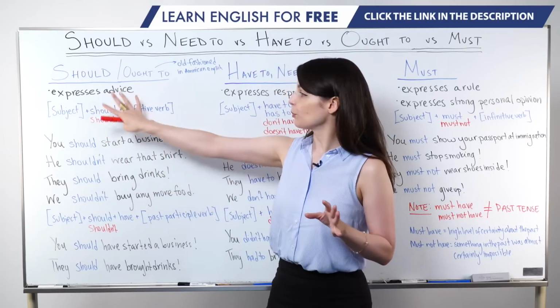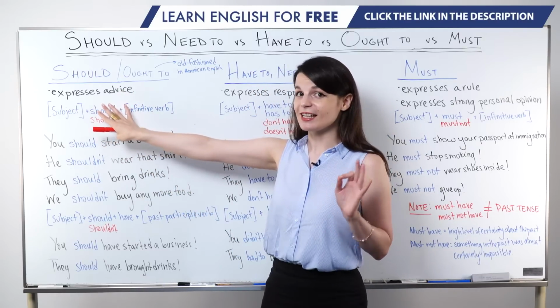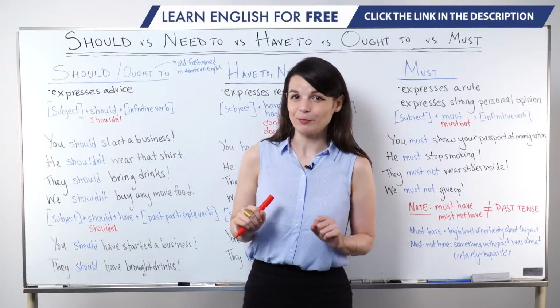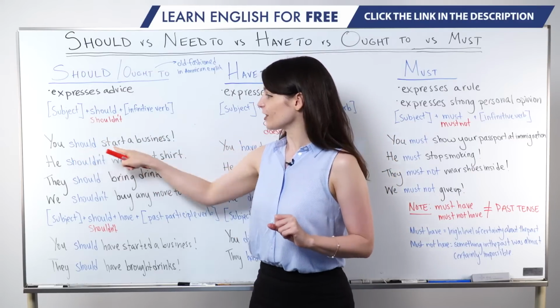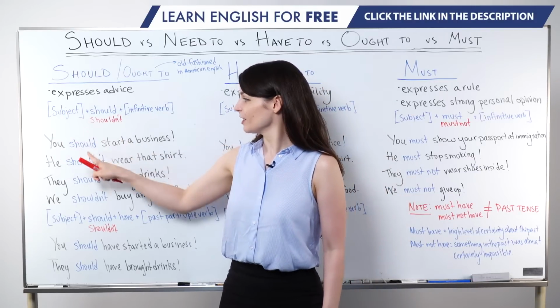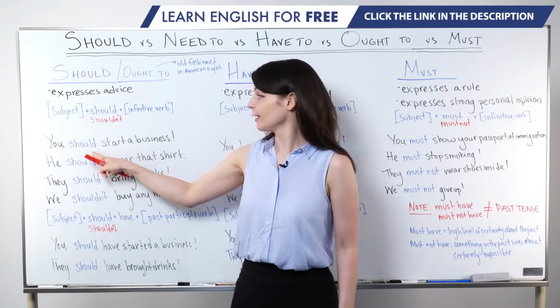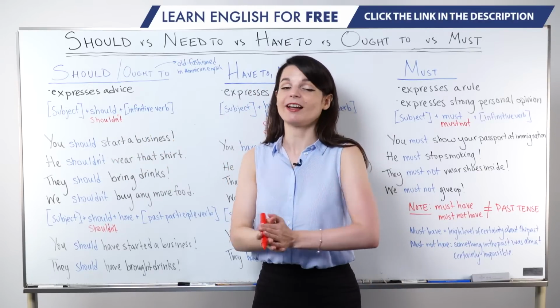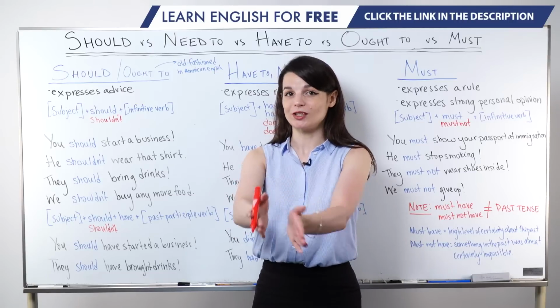So this is present tense. To make a present tense advice statement, we use this pattern. Let's look at some examples. First, you should start a business. Subject you, should, here, my advice. My infinitive verb is start. You should start a business. I think it's a good idea for you to start a business.